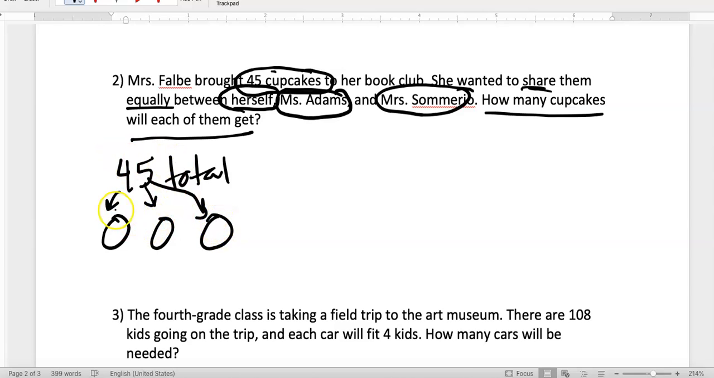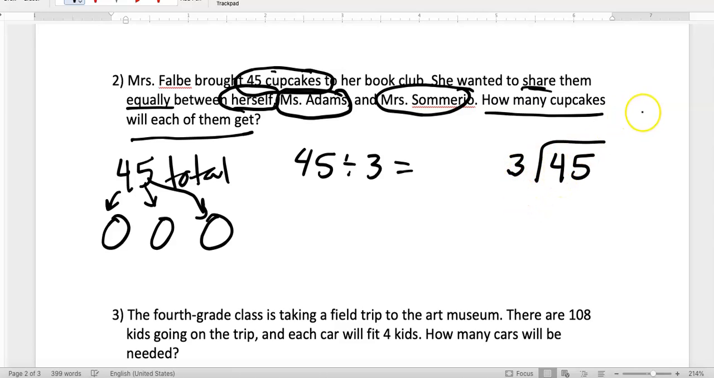Now, I'm not going to put 45 dots into these circles. I'm going to come over and write my division problem: 45 divided by those 3 people, or those 3 groups. And now I'm going to go ahead and use the algorithm to figure that answer out. 3 goes into 4 how many times? You come off to the side here. I know that 6 is greater than 4, so I can't go with 2, so I'm left with 1. So 3 goes into 4 once.